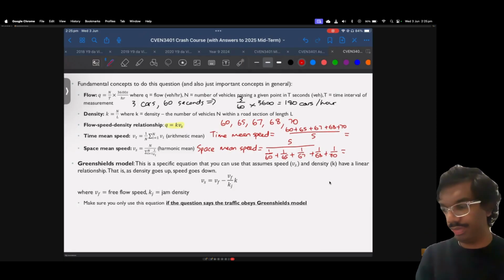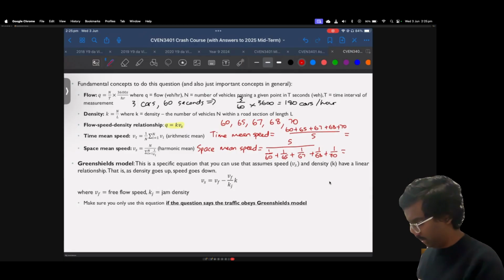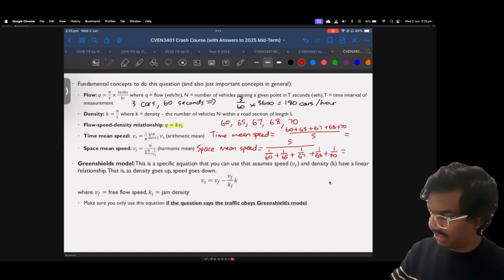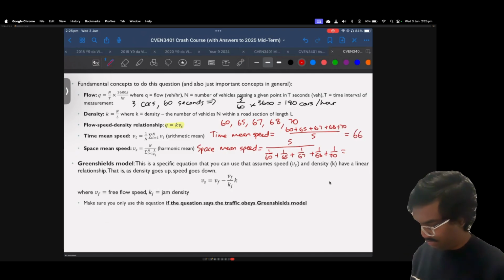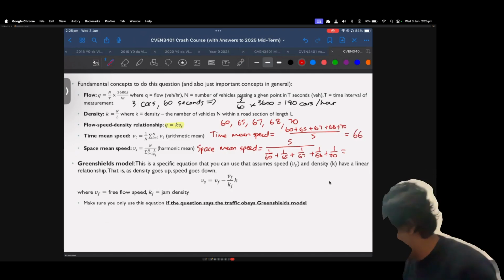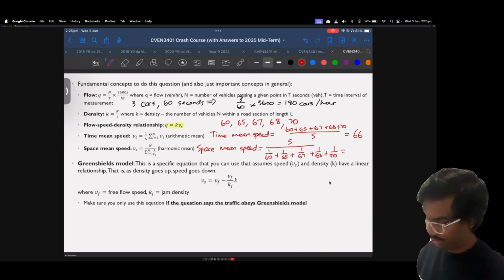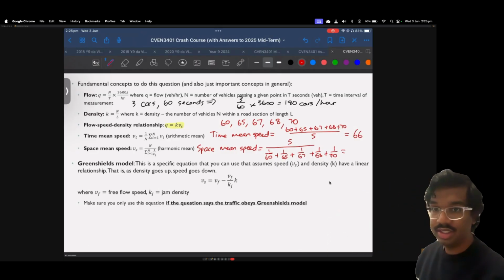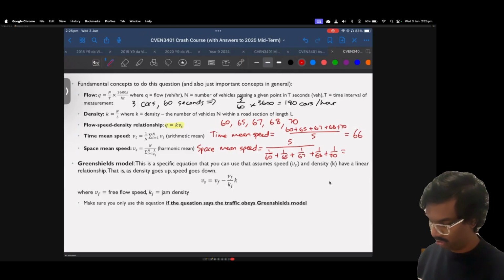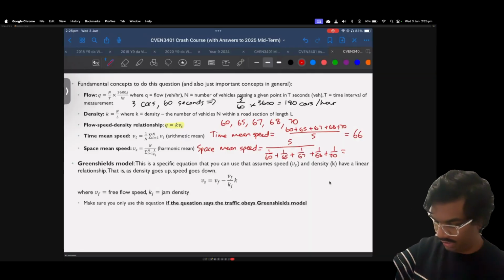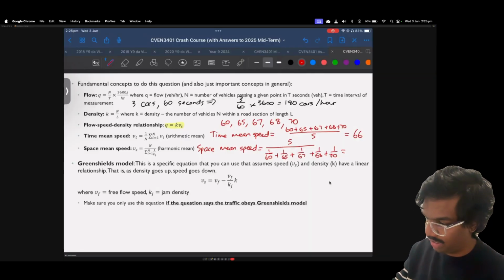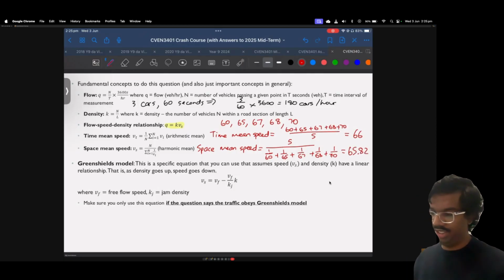Or smaller. Let me just check which one it is. Let's see, so 60 plus 65 plus 67 plus 68 plus 70 over 5. So that's 66. And then 5 over 1 on 60 plus 1 on 65, 1 on 67 plus 1 on 68 plus 1 on 70. And that is, sorry, it's always smaller, my bad. I had a feeling I got it the wrong way around. So it's always going to be smaller than time mean speed.